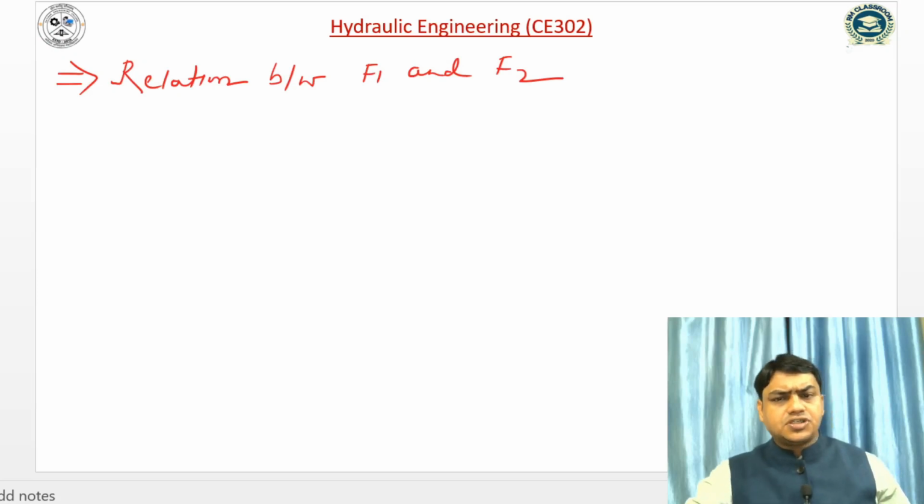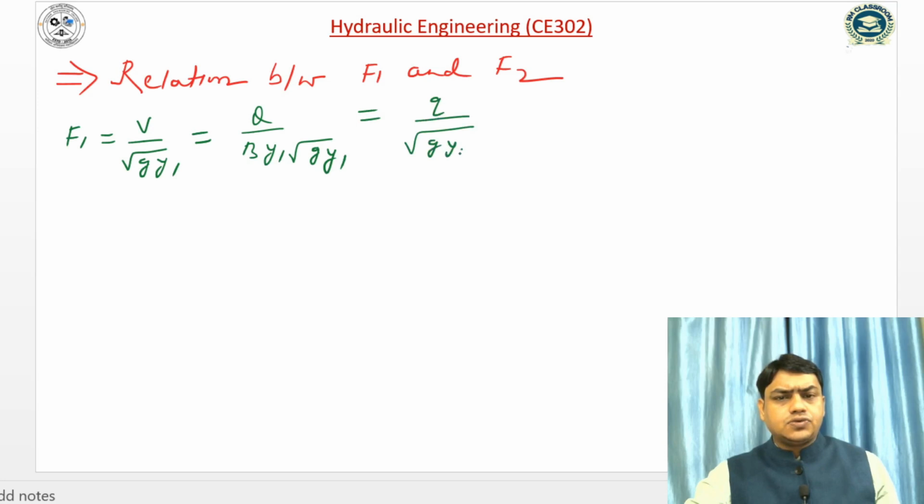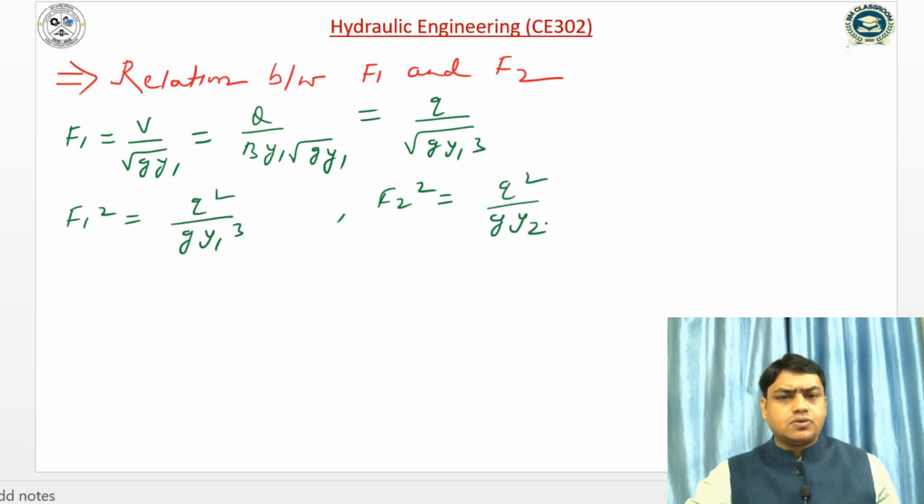So let us discuss the relationship between the Froude number at the beginning of the jump and at the end of the jump. Let F1 be the Froude number at the beginning of the jump, and F2 be the Froude number at the end of the jump. So the Froude number for a horizontal rectangular channel can be written as F1 is equal to V by square root of g y1, or we can write q by b into y1 into square root of g y1, and q by b can be written as Q by B. So F1 square can be written as Q square divided by g y1 cube. Similarly, F2 square can be written as Q square by g y2 cube.